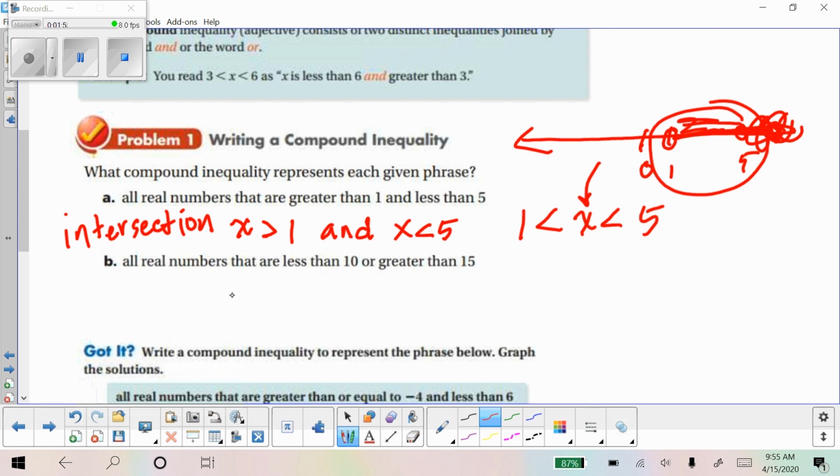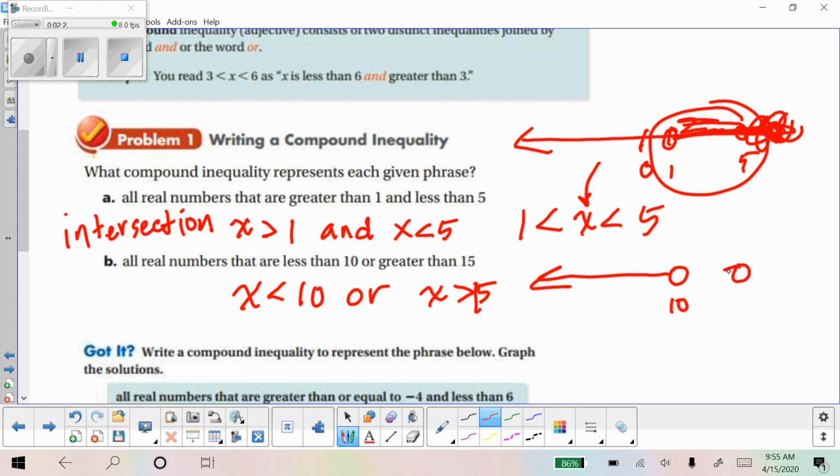All right, part B says all real numbers that are less than 10. So let's write that right away. X is less than 10 or greater than 15. Now in this situation, we have less than 10. So on a number line, we're going to be somewhere out here at 10, and we're going to be going this way. And then we have greater than 15, so we're going to be like this.